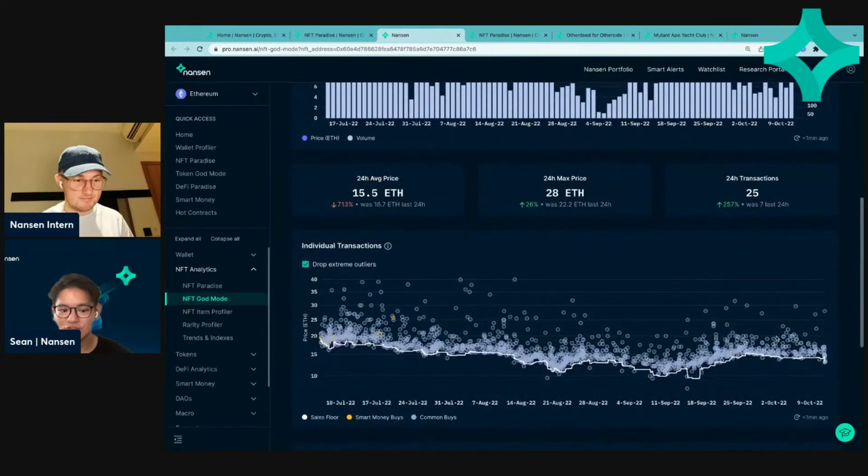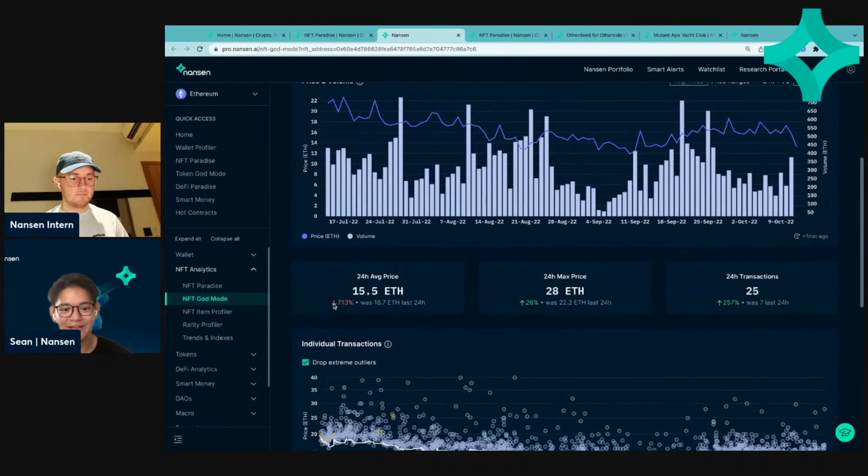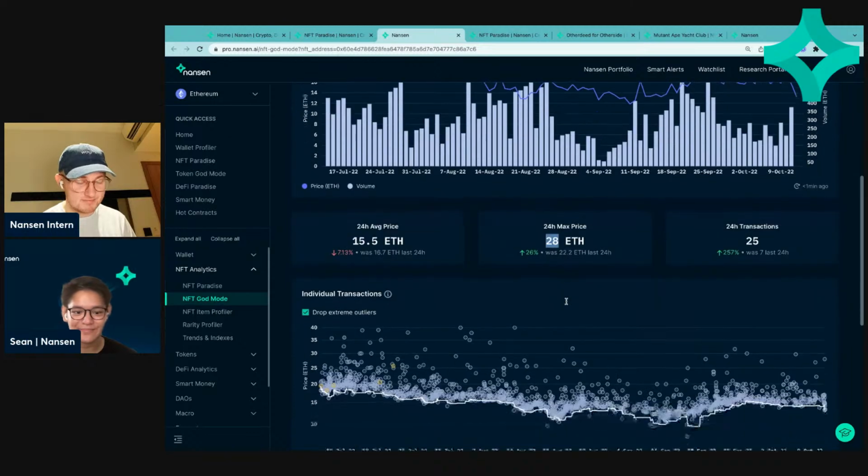You can see individual transactions over here. You can also see whether smart money is buying. The last time smart money bought is probably earlier in July, 10 to 17 July. And the 24-hour average price is not doing very well. It's down 7.13% ever since the news came in. But at the same time, it's interesting to see how the max price being sold has gone up, so someone probably came in and picked up some of the more premium ones at a higher price.